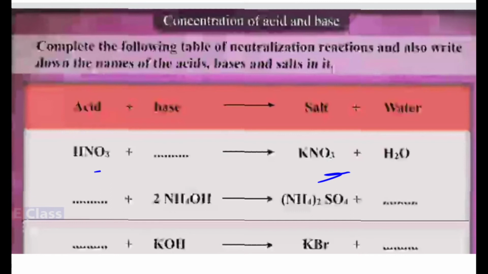So here NO3 has come, here H is there, so one H is there, so what remains here? One OH remains, right? One OH is remaining and here K is remaining. So what should be the name of the base? KOH. Got an idea?